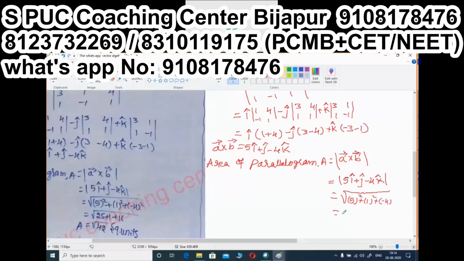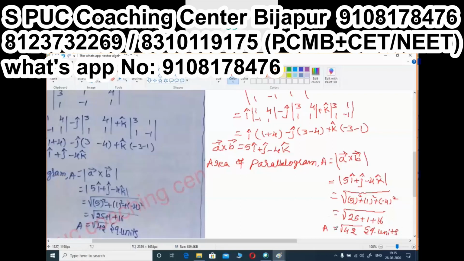So what value do you get? 5 square means 25, plus 1 square means 1, plus minus 4 square, again it comes out as plus 16. If you add all those, you get root 42. Is it right? 25 plus 1 plus 16, you get root of 42. This is the required area of the parallelogram, that is root 42 square units.